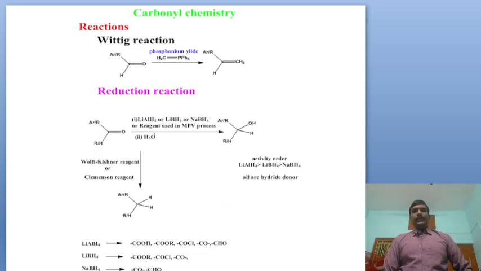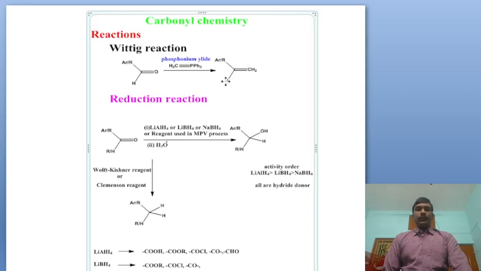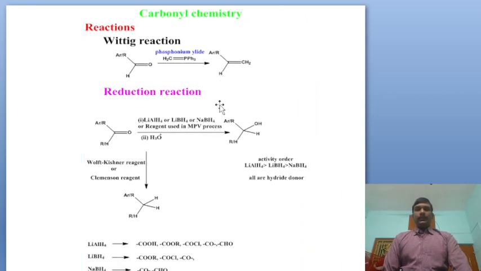Then comes the Wittig reaction. The Wittig reaction is carried out with the phosphonium ylide reagent and carbonyl compounds. It will give an alkene as the product. So we can prepare alkenes from carbonyl compounds by the Wittig reaction.